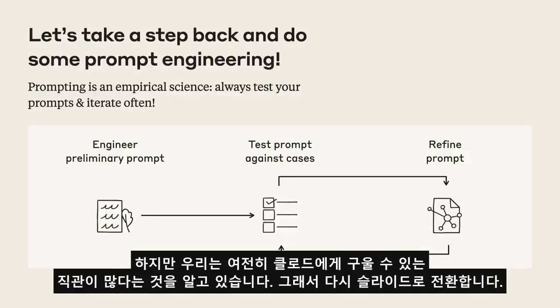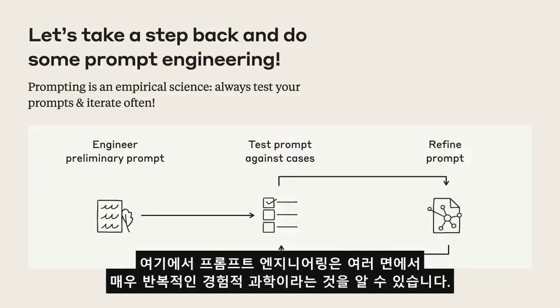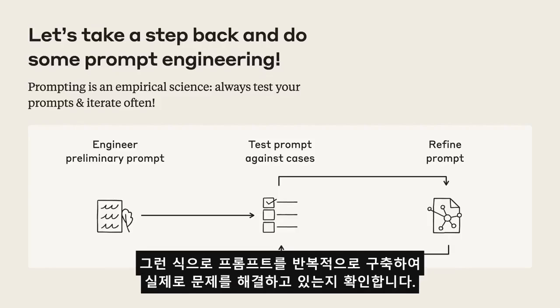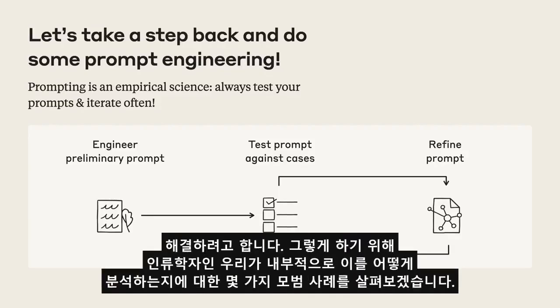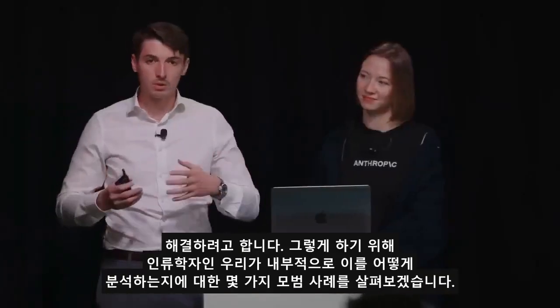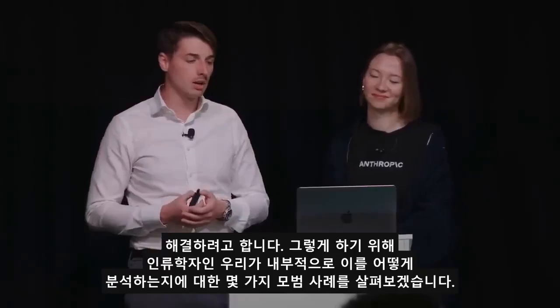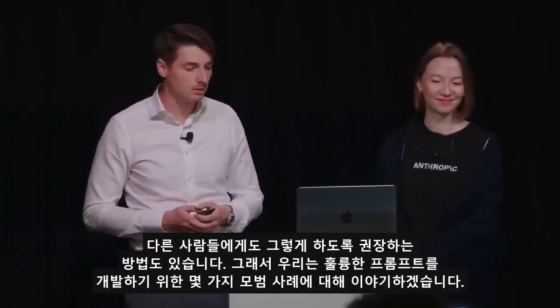So if we switch back to the slides, you can see here that in many ways, prompt engineering is a very iterative, empirical science. In this case here, we could almost have a test case where Claude is supposed to make sure it understands it's in a car or a vehicular environment, nothing to do with skiing, and in that way you iteratively build upon your prompt to make sure it's actually tackling the problem you're intending to solve. And to do so, we'll go through some best practices of how we at Anthropic break this down internally and how we recommend others to do so as well.